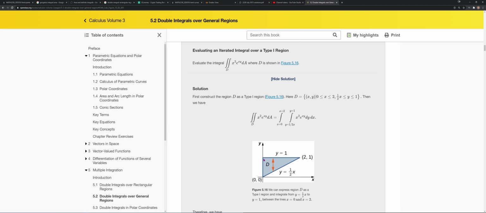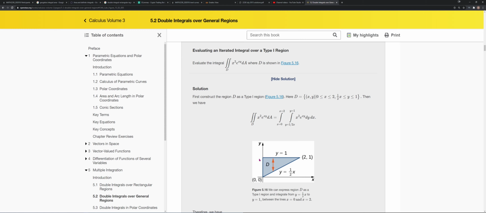First thing to notice is that this is a right angle triangle, and we know what the vertices are. The vertices are the origin (0, 0), this point over here (2, 1), and this point over here where x is equal to 0 and y is equal to 1.